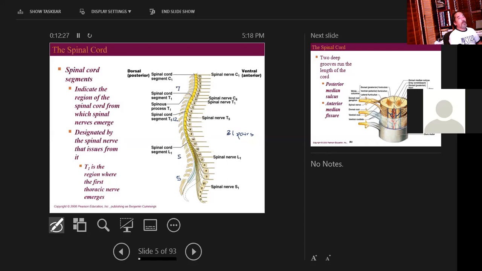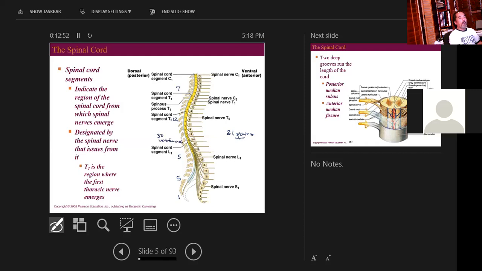So the cervical is 7, thoracic is 12, lumbar is 5, and your sacral is 5, and then, I'm sorry, your coccyx is 1. But if you take a look at it, you're actually going to count this out as 30 vertebrae.